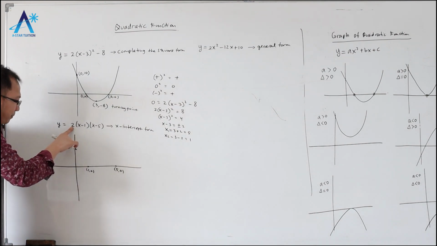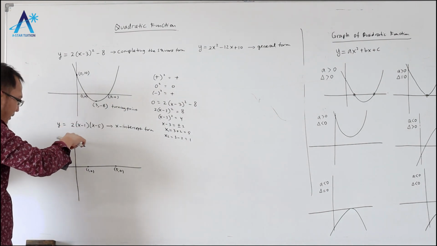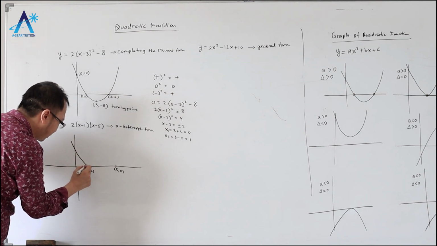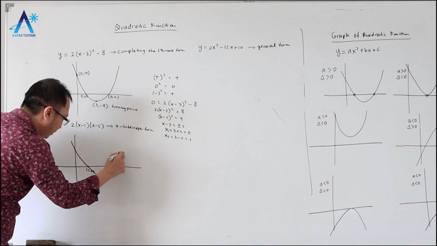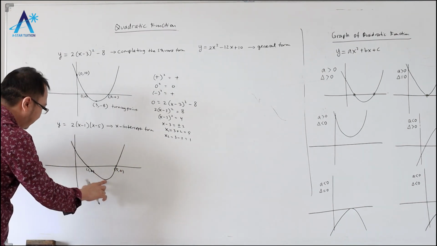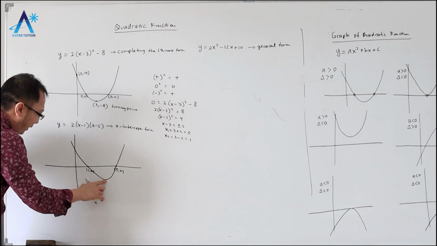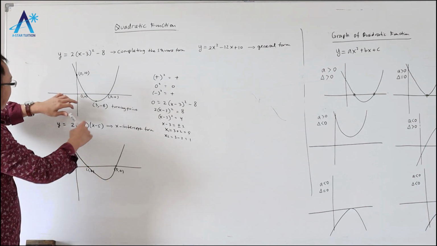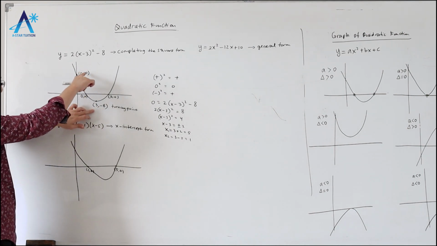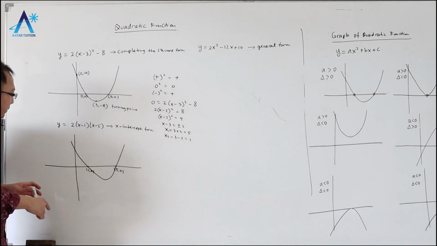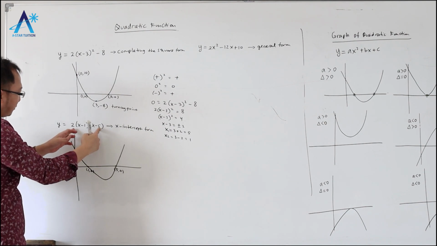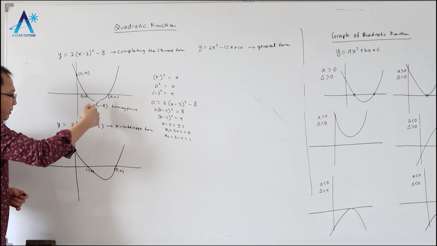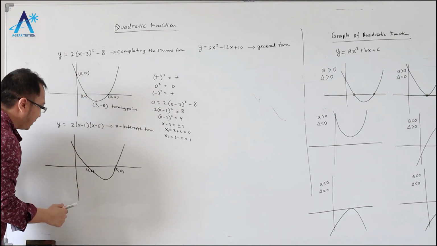Because the value of a is a positive number, it has to be a concave up curve. So we will draw it this way. This is the turning point. We can find the turning point using a different approach here. The first approach that I was teaching you just now still works, but it will be more challenging to convert this form into this form. So we are not going to use the same approach as in the previous case.